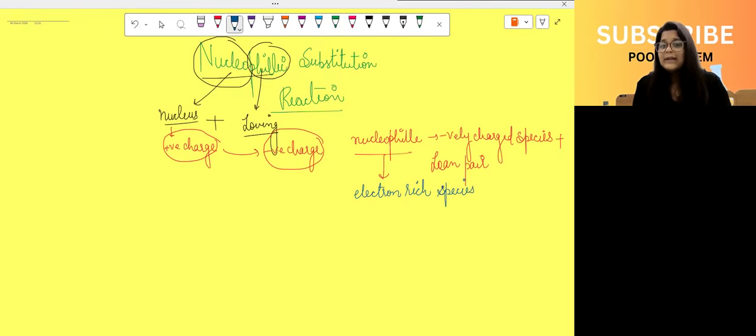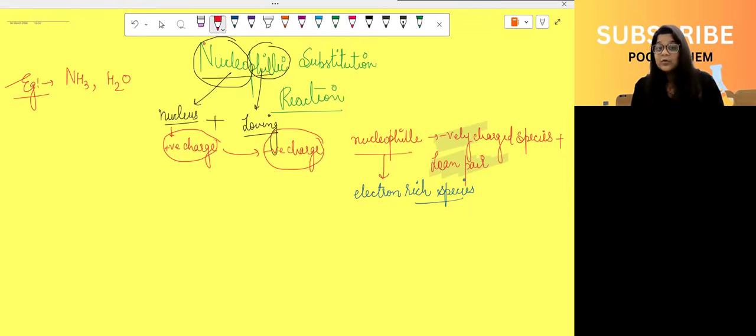Anything that has electrons, might be in the form of negative charge or might be in the form of lone pairs, is basically called a nucleophile, right? Examples of nucleophiles: if I give you a neutral example, ammonia, water. Now you will say, where are the nucleophiles? Ammonia, nitrogen has a lone pair, right? Oxygen has the lone pair in the case of water. So they are neutral nucleophiles which have a lone pair.